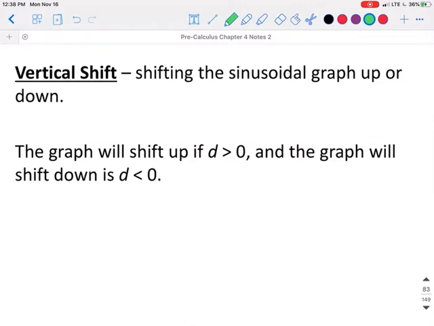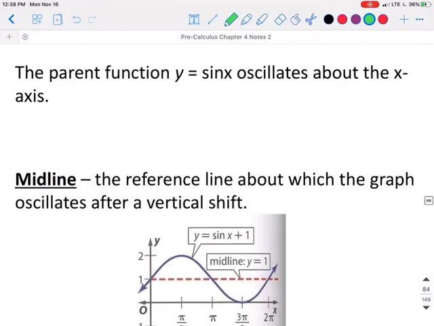Now we can also have a vertical shift. This is a shift that's going to shift it up or down. If that value of d is greater than 0, it will shift your graph up. If the value of d is less than 0, it will shift the graph down.